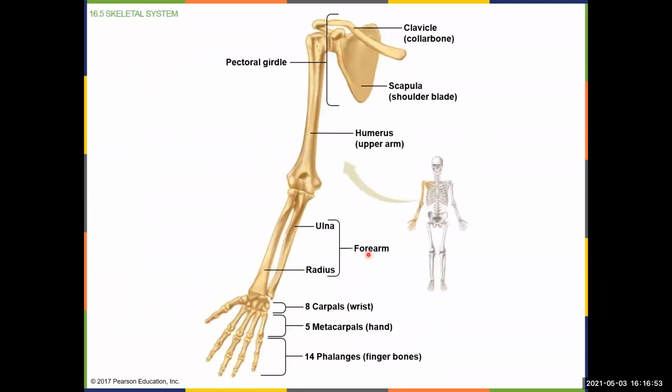We have an image here that shows those relationships. So you have your pectoral girdle, the clavicle, and the scapula. You have the humerus. You have the radius and the ulna. And the way I remember this is that the radius is on the side of the thumb. So your radius and then your ulna. Then you have your carpals, your metacarpals, and then your phalanges. Okay.